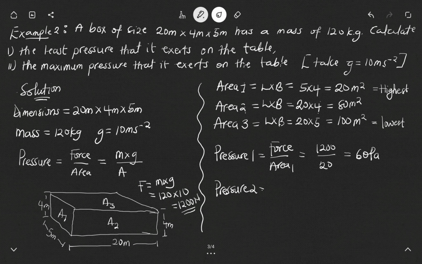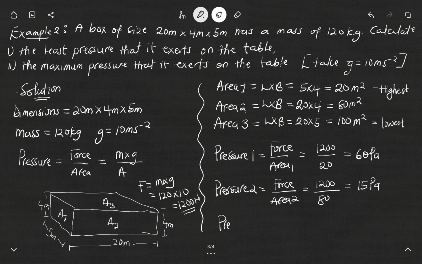So pressure 2, we have force over area 2. Now our force is still the same, 1200 newtons, on our area 2, which is 80. 1200 divided by 80 will give us 15, so our answer is 15 pascal.